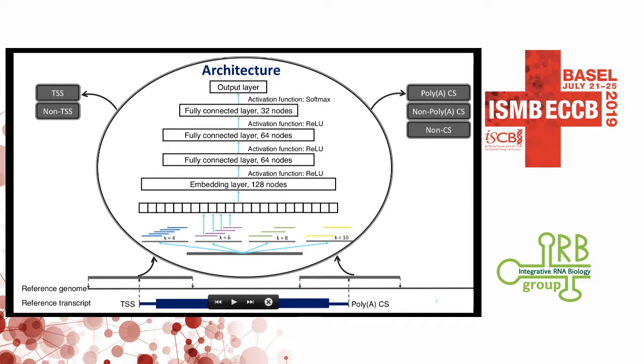And then going through the embedding layer, each k-mer, regardless of its length, will be represented by a vector of length 128. And then followed by 3 fully connected layers. All the weights are collapsed into one single probability, telling you whether the sequence has a TSS or not, or has poly-A CS or non-poly-A CS, or simply non-CS. I'll explain about these 3 levels later.